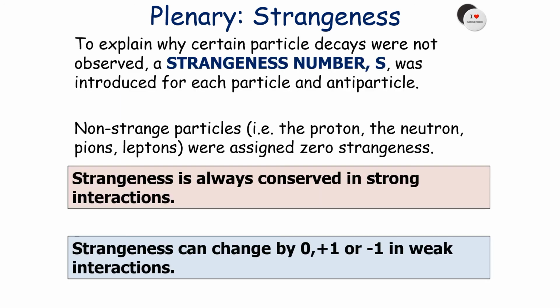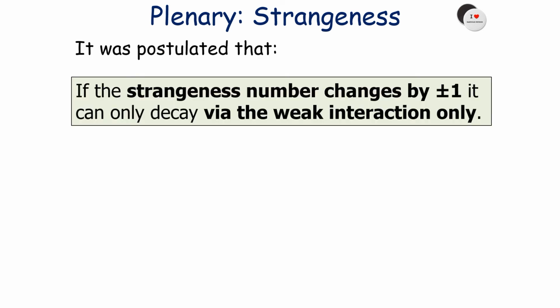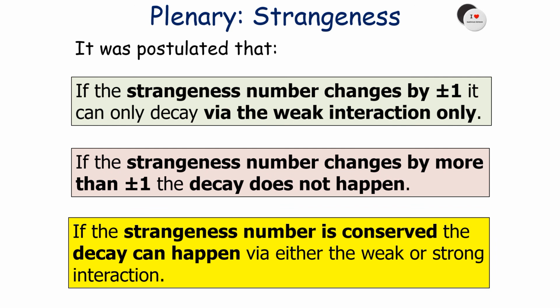Just to clarify, strangeness is always conserved in strong interactions. It can change by 0, +1 and -1 in the weak interactions. So the strangeness number can change by +1 and -1 via the weak interaction only. If the strangeness number changes by more than +1 or -1, it does not happen. And finally, if the strangeness number is conserved, the decay can happen via either the weak or the strong interaction.